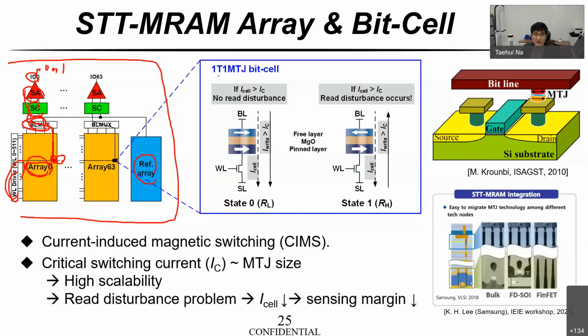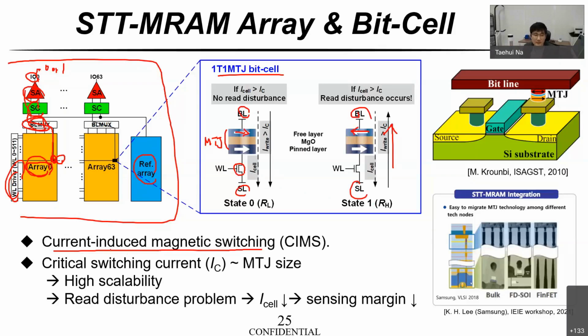In the case of the STT-MRAM bit cell, it is composed of one MTJ and one transistor. To write, well, it would be better to skip the write operation. Just remember that in STT-MRAM, the switching is current-induced. By applying the current from the bitline to the source line or from the source line to the bitline, we can change from this way to this way. So it can change from low resistance to high resistance.